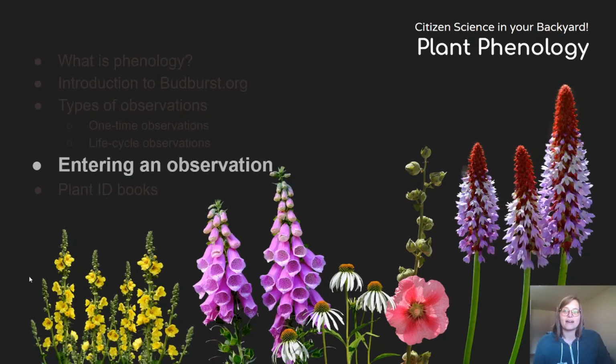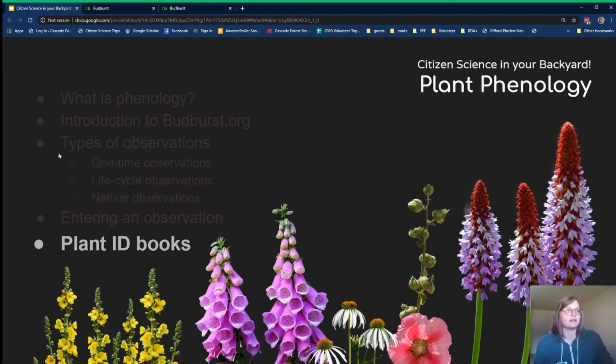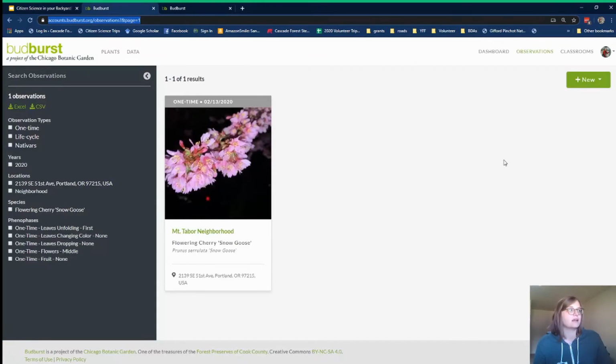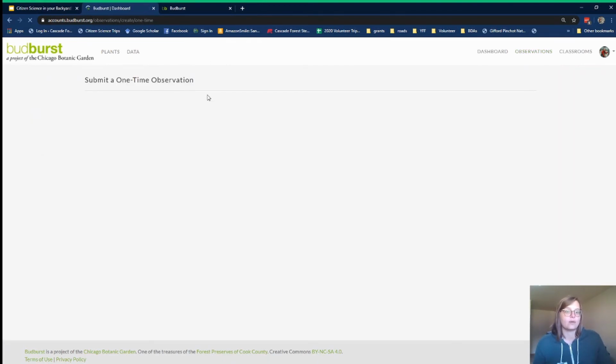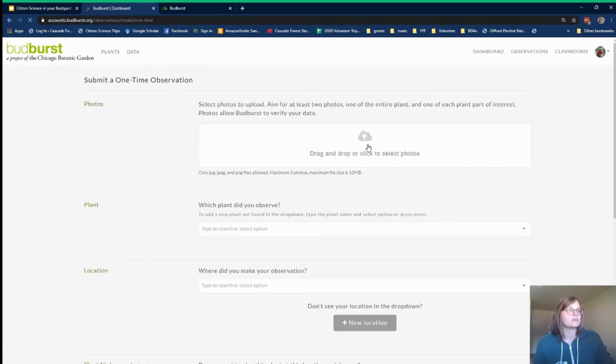Now we'll head back to the Budburst website to learn how to enter an observation to get it in their online database. So there's the Observations tab to the right, and then there's a New. I'll be entering a one-time observation that I made last week. I was on my daily walk and I came across some yarrow. I had remembered seeing that on the list, so I took some photos, which I'll be uploading right here.